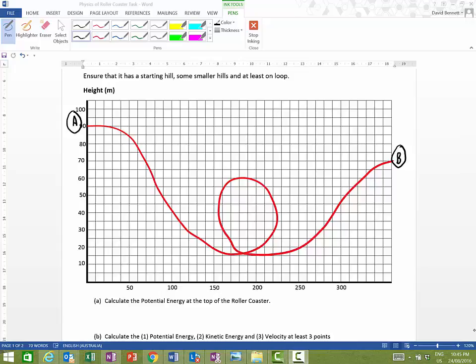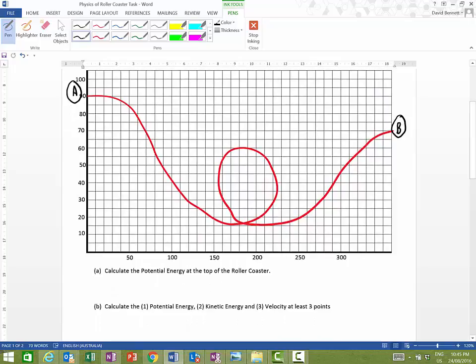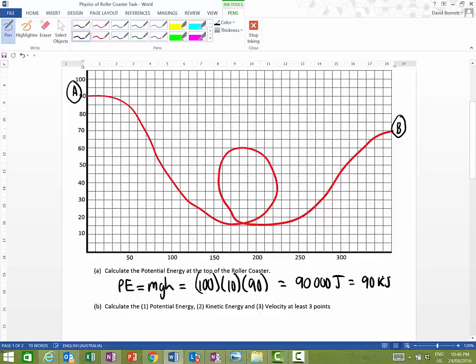So the first thing I'm going to do is calculate the potential energy at point A. All I need to know is the height above the ground. So we know that the potential energy is equal to mgh. So that's equal to the mass. Now if I say this was equal to 100 kilograms, gravity, for this particular case we'll use 10, and then the height is 90. Right, so in this particular case, that's going to be 90,000 joules, or we might say that is 90 kilojoules. So that's the energy that we have at the start of the roller coaster.